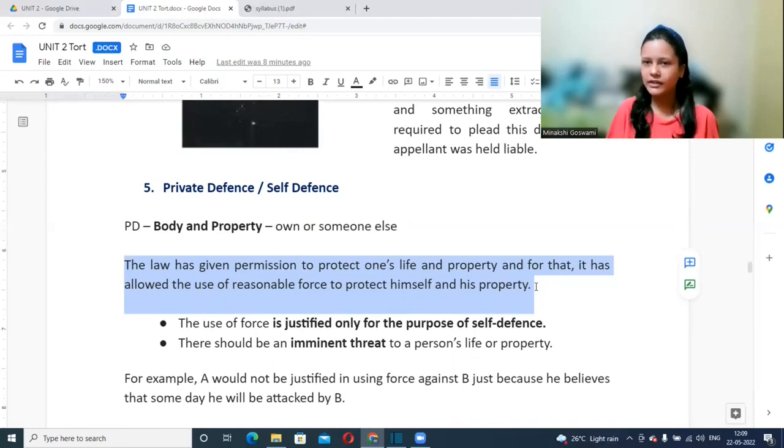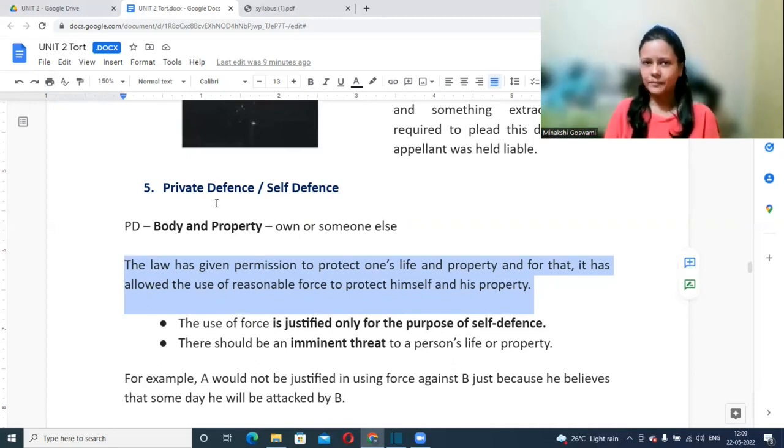So what you do, rather, is you don't give up in front of the person saying, okay, do whatever you want, after that I will file a complaint. No, the law has given you the right that in such cases, you can take the law into your own hands. You can try to defend yourself. You can try to prevent that situation from taking place.